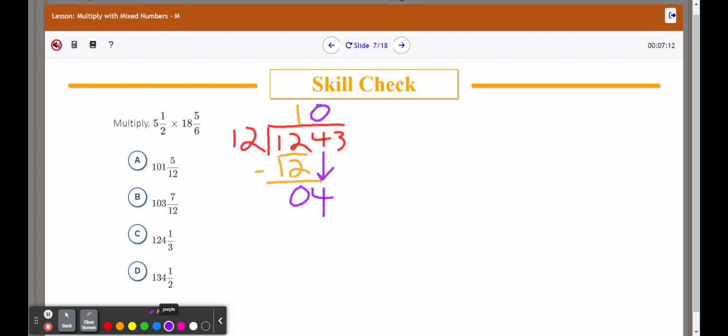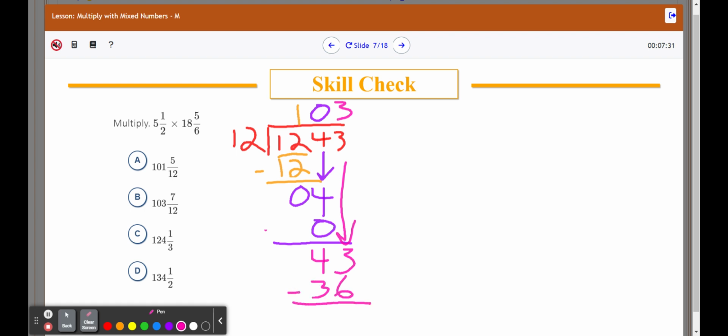So let's keep going. 0 times 12 is, guess what, 0. 4 minus 0 is 4. Bring down that 3. How many times is 12 going into 43? Well, that would be 3 times. 3 times 12 is 36. Excellent. And final step, 43 minus 36 is 7, and we're done.